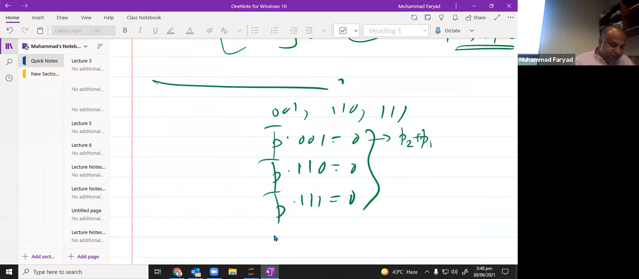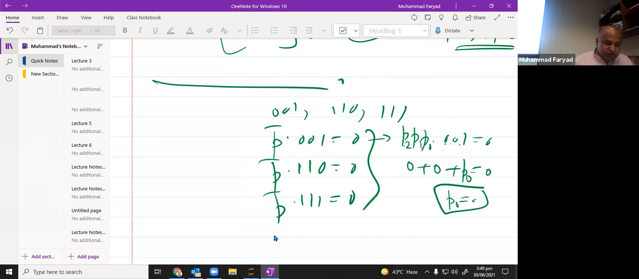So this means that P2, P1, P0 dot 0, 0, 1 is 0, which means that P2 into 0 is 0, P1 into 0 is 0, P0 into 1 is P0, and this is equal to 0. So this clearly tells us that P0 is equal to 0. So let's see what the second equation tells us.